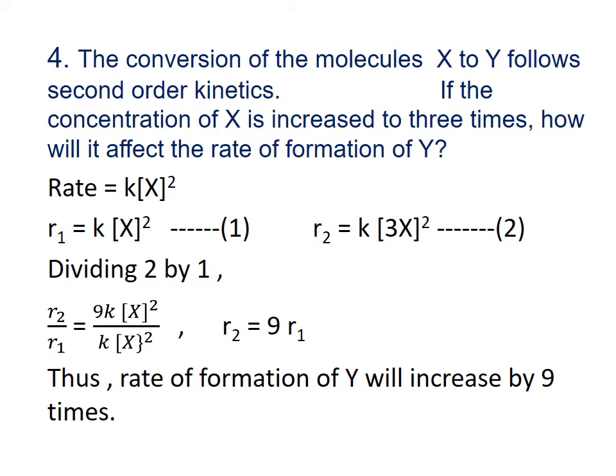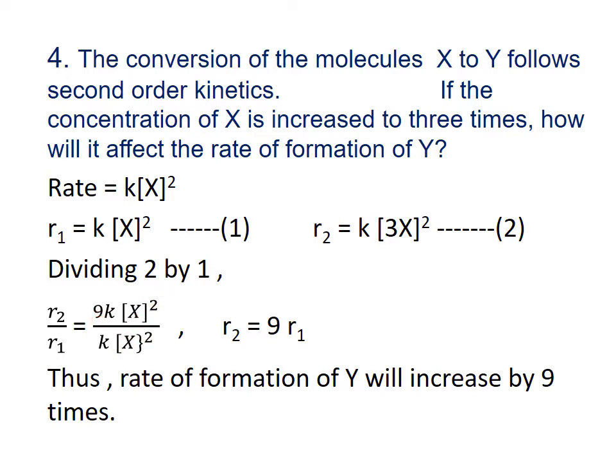So R2 is equal to what we can write? R2 equal to k into (3x) square. Instead of (3x) square we can write 3 square is 9, so 9x square. R2 equal to k into 9x square. Then R2 by R1 is 9kx square divided by kx square. Here k will cancel, x square will cancel, then we will get R2 by R1 equal to 9.